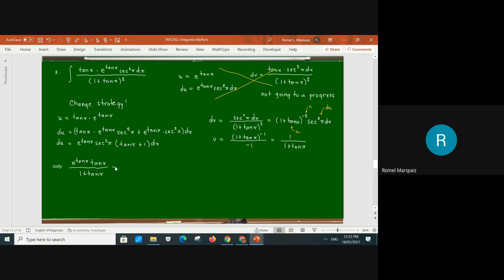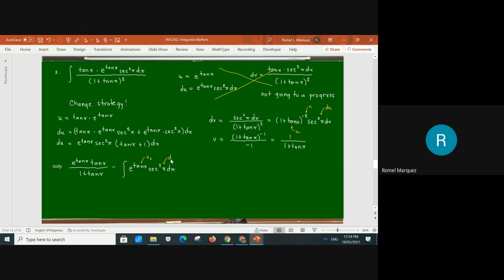So, let's now have v du. The integral of that. What cancels, guys? The 1 plus tangent x. Am I right, guys? Yes. So we just have e to the tangent x secant squared x. Can I now evaluate this using basic integration, guys? Yes. e to the u du. This is my u. This is my du.